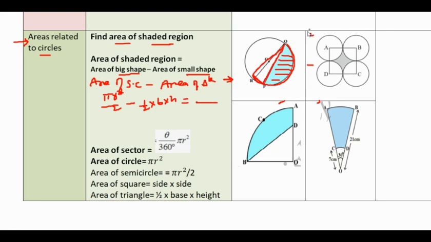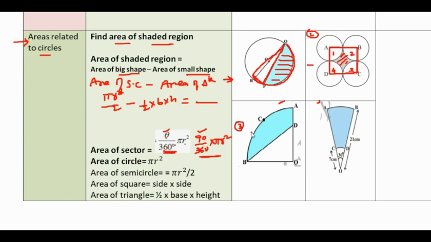Moving on to the next question, this is the general formula, area of big shape minus area of small shape. To find the area of shaded region, area of square minus area of four quadrants. So we know the area of four quadrants or sector is given by the formula theta by 360 into pi r square. In the case of quadrant, it will be 90 by 360 into pi r square.